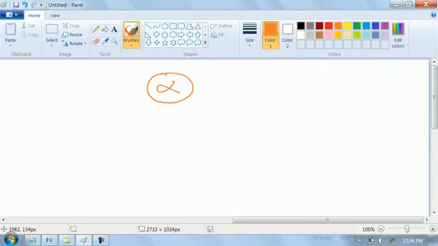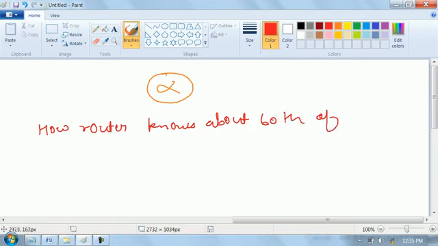This is a router. Agree? Now the next question is, how does the router know about both of the networks? This will be the question. How will the router get to know about both of the networks? Agree? This will be the question.